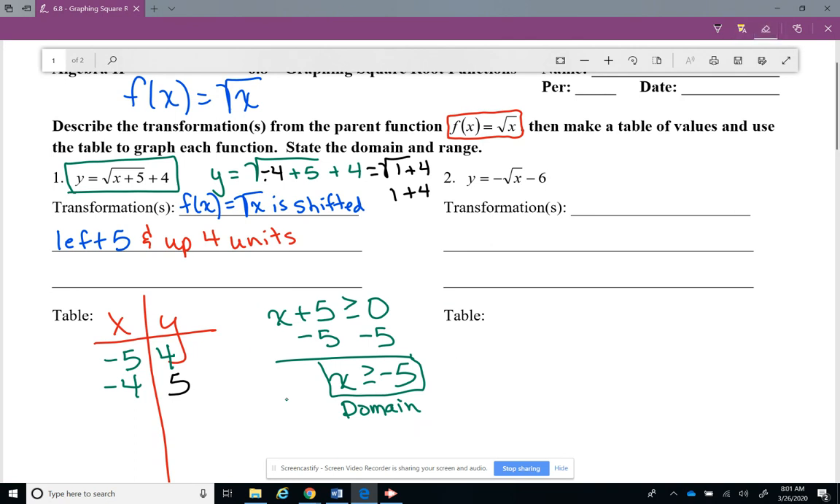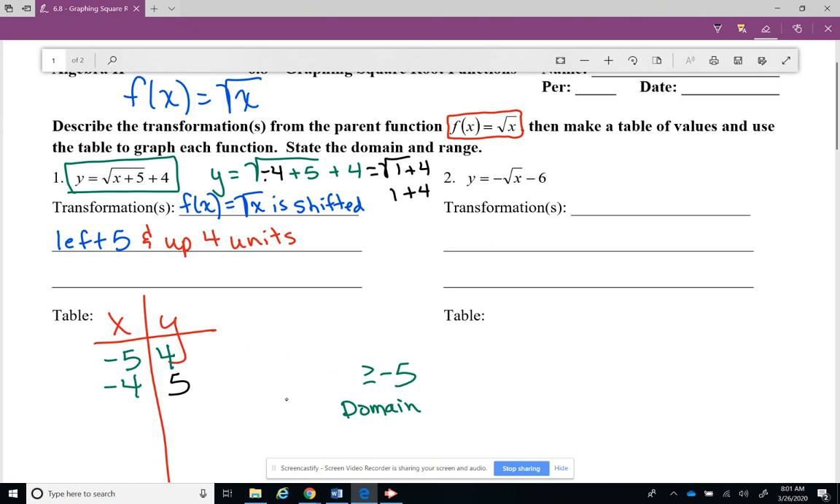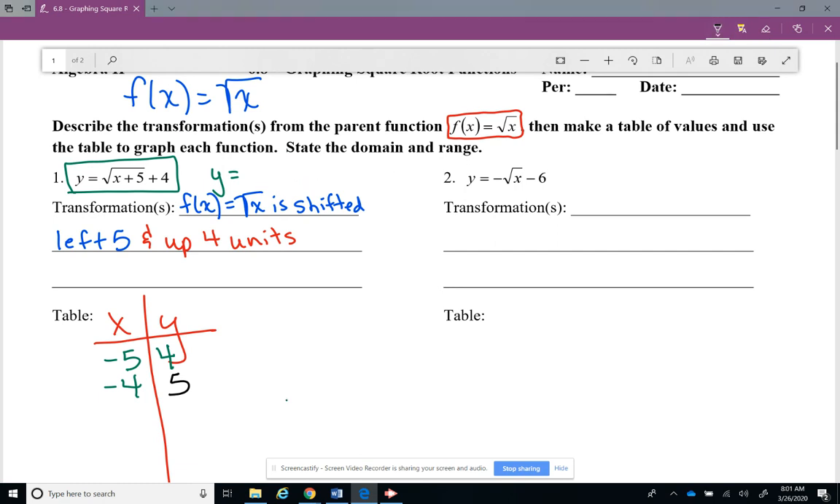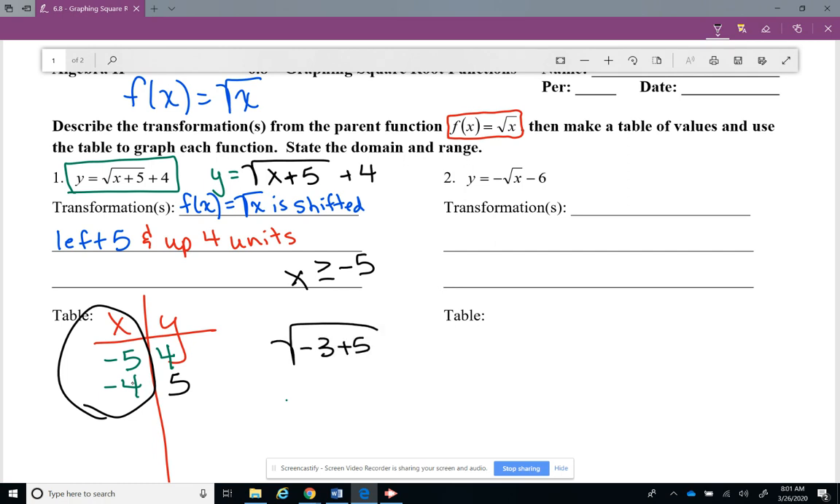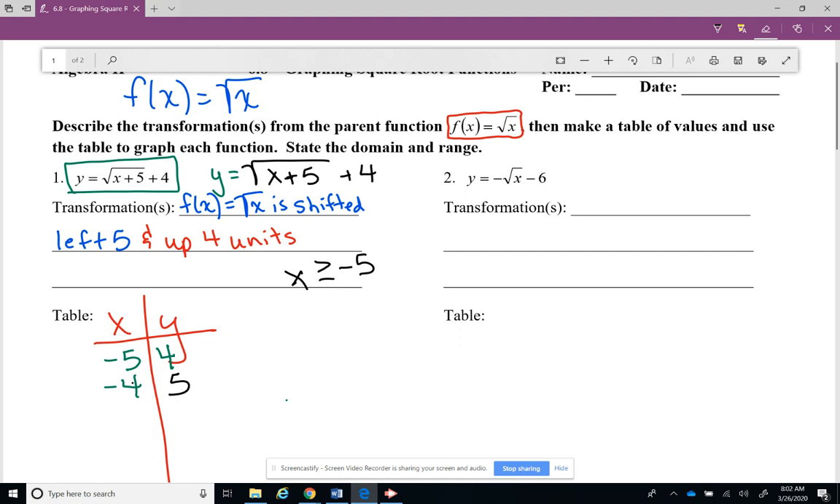All right, just like yesterday, we need to figure out how we can make whatever ends up underneath the radical a perfect square so it's easy to do. So let's think about this for a minute. X plus 5, and then the plus 4 is on the outside of the radical. The next number of x that is greater than or equal to negative 5 is going to be negative 3. But if I put a negative 3 underneath the radical, I'm going to get the square root of 2. And I don't really want to work with radicals that aren't perfect squares. So I'm not going to use negative 3.